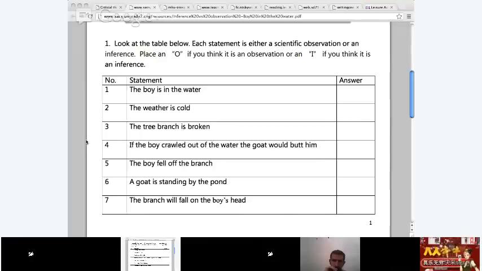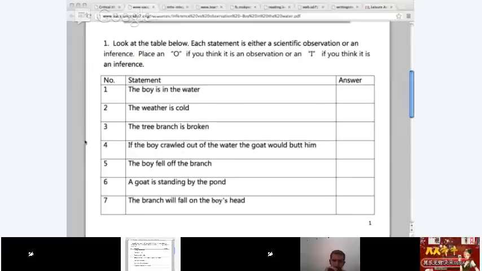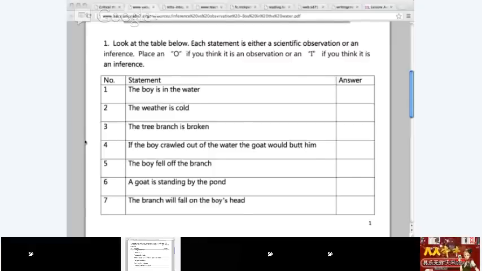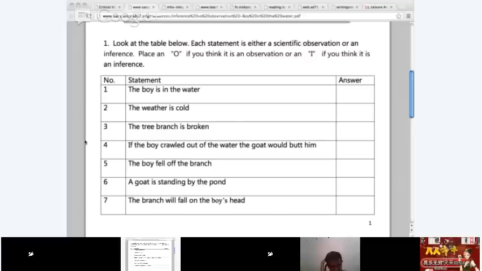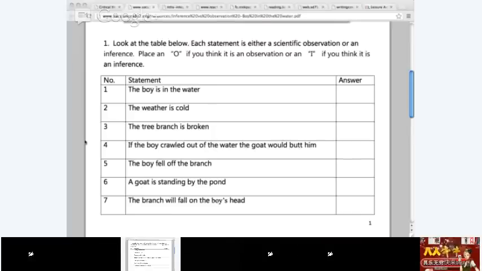Observation. Out of water, the goat will butt him. Perfect. What is it? Inference. Observation or inference? Usually when you have the word "if," it's an inference. Exactly. Because "if" indicates something conditional, or something doubtful.